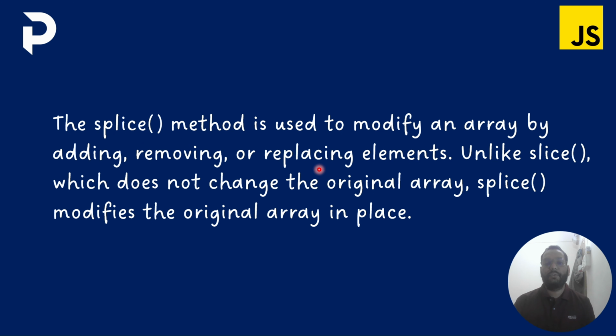by adding, removing or replacing elements from an array. Unlike slice, which does not change the original array, splice modifies the original array in place. This is the main difference between the slice and splice methods: splice always modifies the original array.